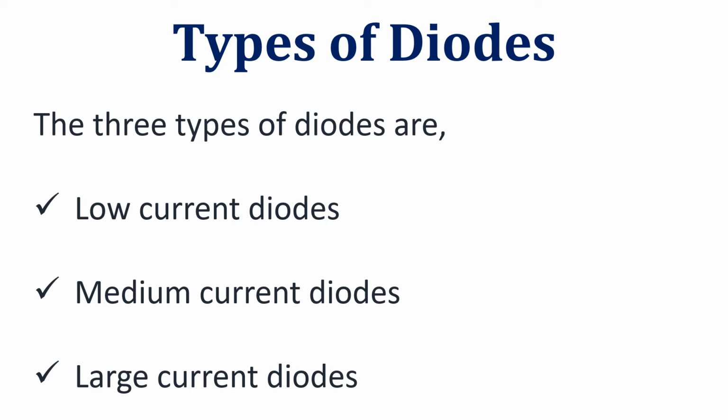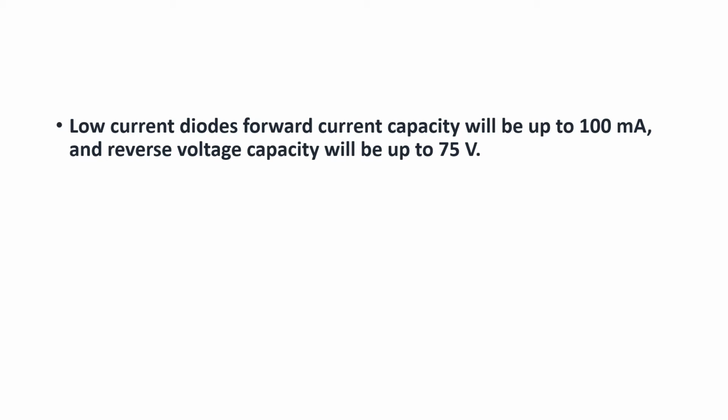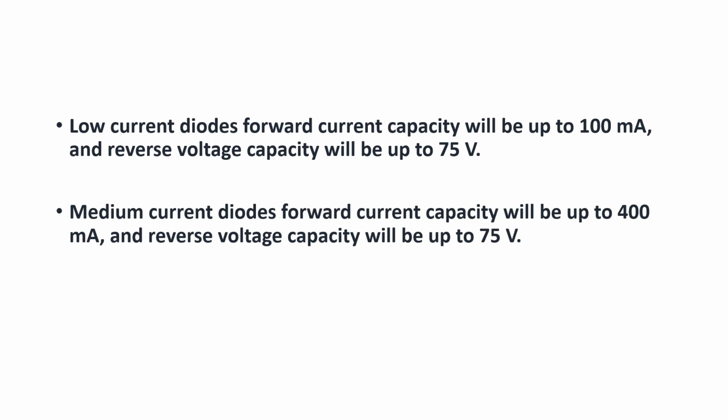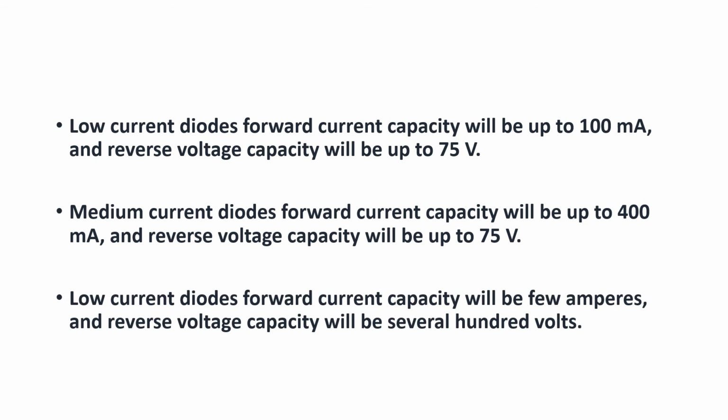The low current diodes will have the forward current capacity up to 100 mA, and reverse voltage capacity will be up to 75 volts. Medium current diodes will have the forward current capacity up to 400 mA, and reverse voltage capacity will be up to 75 volts. Large current diodes will have the forward current capacity a few amperes, and reverse voltage capacity will be several hundred volts.